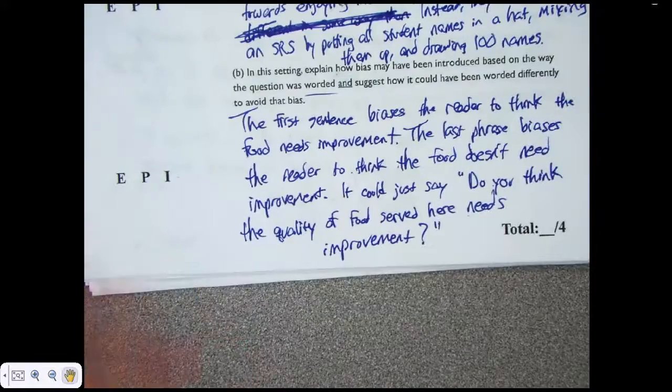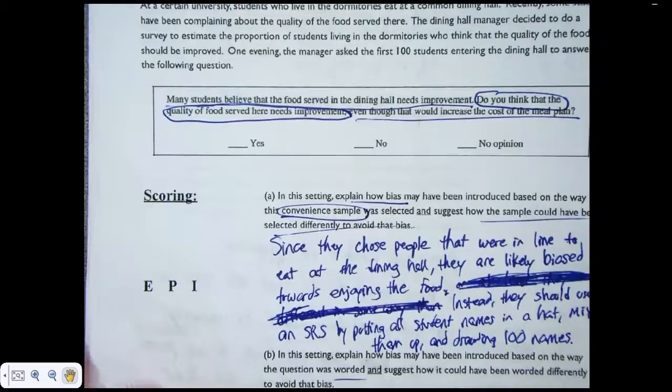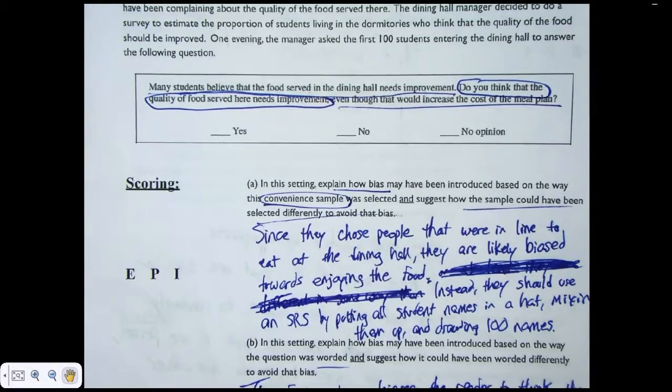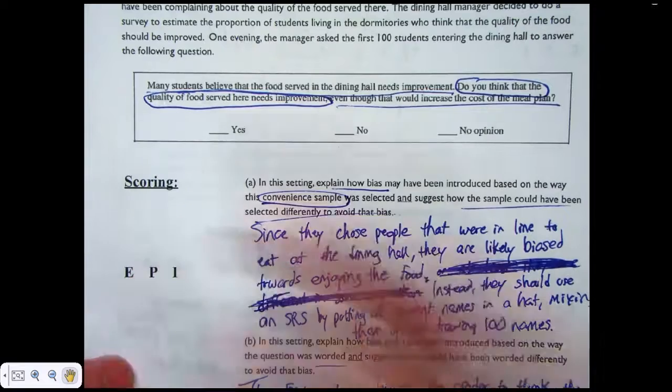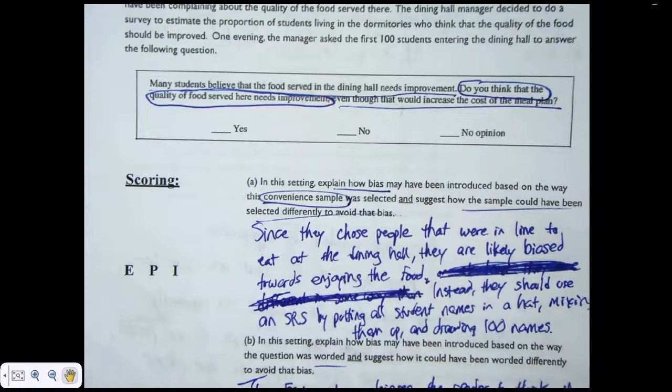Part B, the question wording. They ask, how is the question wording biased? How could you fix it? The question's terrible. It tries to bias you two ways, and they almost cancel each other out. So this first part says, and you just had to talk about one of them, there are two problems with it, you could pick one. Many students believe the food served needs improvement. Well, that's trying to push you toward, yes, we do need the food to improve.